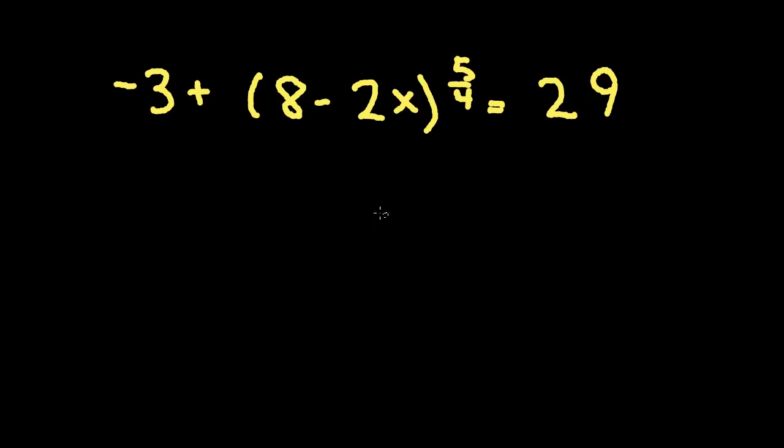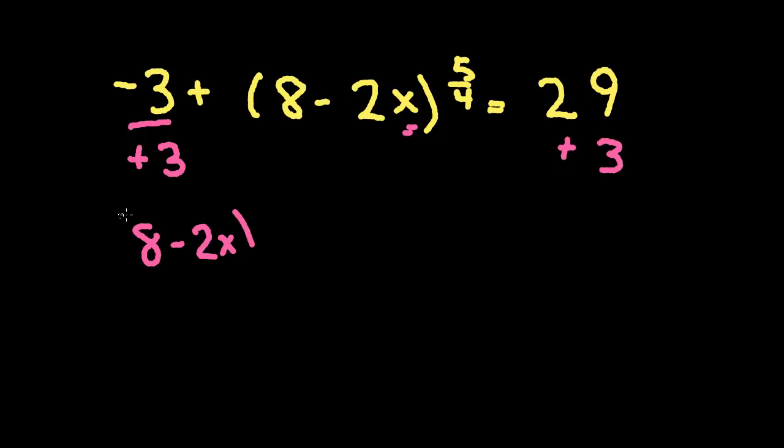All right, so the first thing you should have noticed is the thing that's furthest away from the x is this guy. So that's the guy we're going to get rid of first. So we're going to do the inverse operation. We're going to add 3 to both sides. So if we add 3 to both sides, we get 8 minus 2x to the 5/4 equals 32.